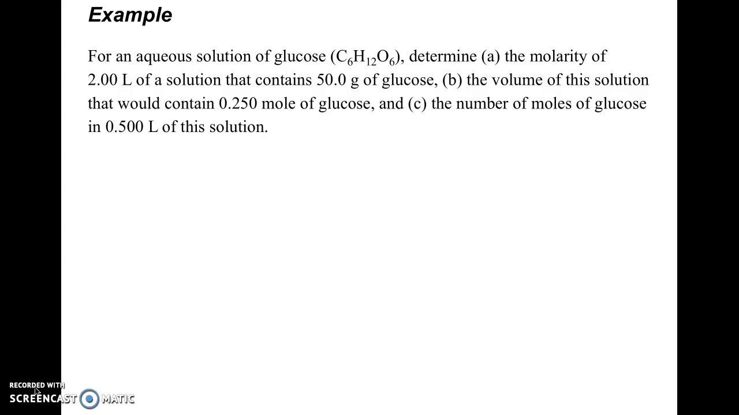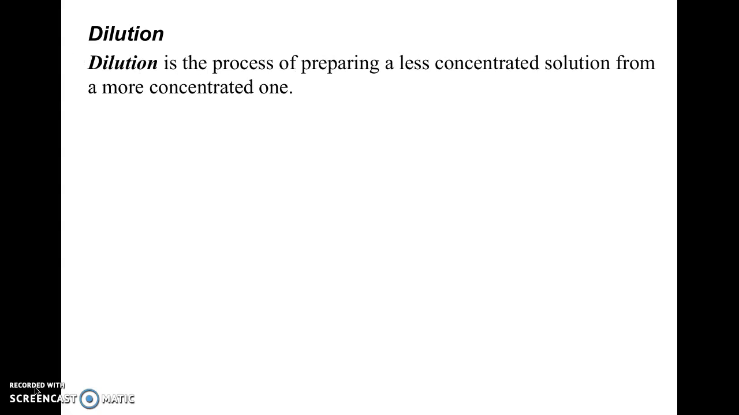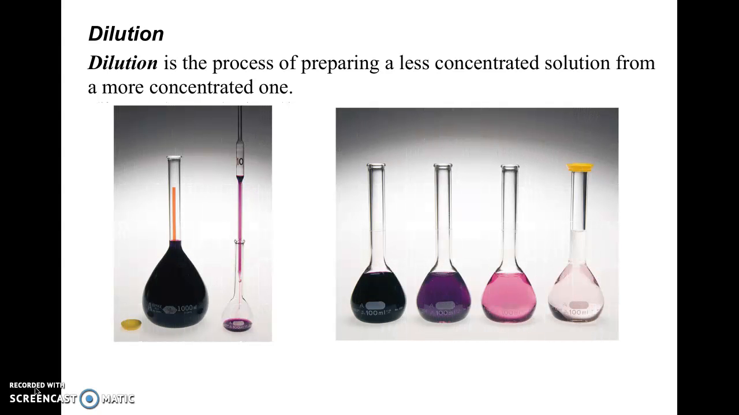Then the volume of this solution that would contain 0.250 moles, and the number of moles that would be contained in a half liter. All right, moving on, we're going to talk about dilution. This is a process of taking a concentrated solution and diluting it down in the same solvent so that it's less concentrated. Although this seems like a fairly mundane thing to talk about, it's something we do in laboratory work all the time.